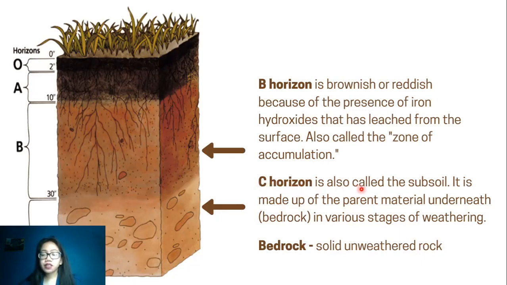So this area is called the subsoil. It is made up of the parent material underneath, which is called the bedrock, and is in various stages of weathering. So that's why it's demonstrated as having large components here and some small components, because even if this is completely underground, it is still subject to weathering because of water and pressure underneath the earth. But the C horizon used to be part of the solid unweathered rock underneath, and that's called the bedrock.